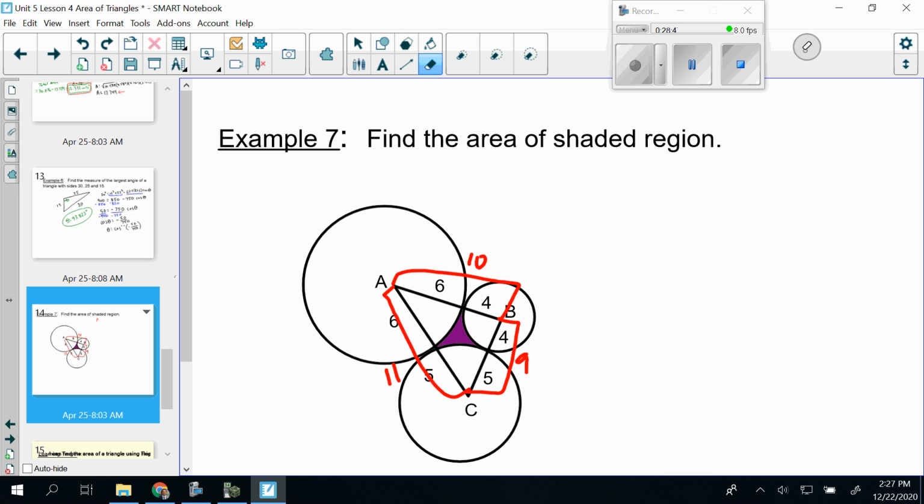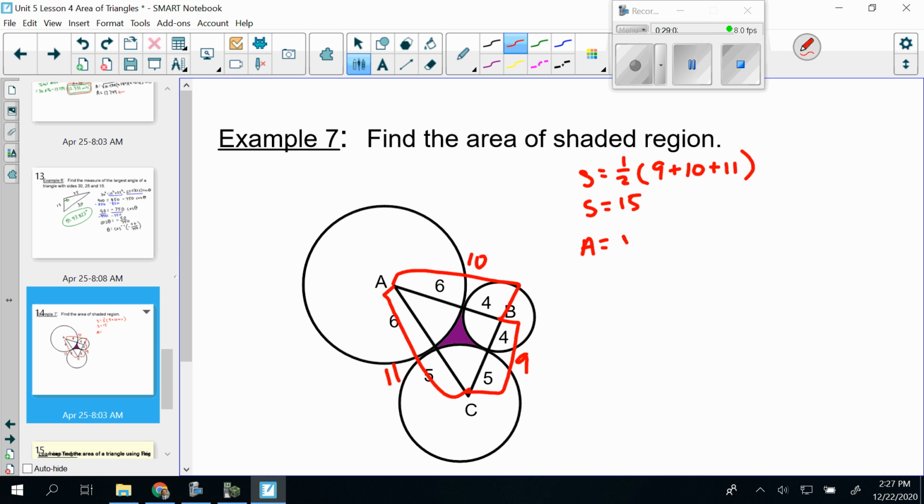We got to find our semi-perimeter first. So S would be half of all the sides added together, 9 plus 10 plus 11. That's going to add up to 30. Half of 30 is 15. So now let's find the area of that triangle. It'd be square root of 15, and then 15 minus all the sides. So 15 minus 9 is 6. 15 minus 10 is 5. 15 minus 11 is 4. Put that in your calculator, and you can get the area of the triangle. It's going to be about 42.426.